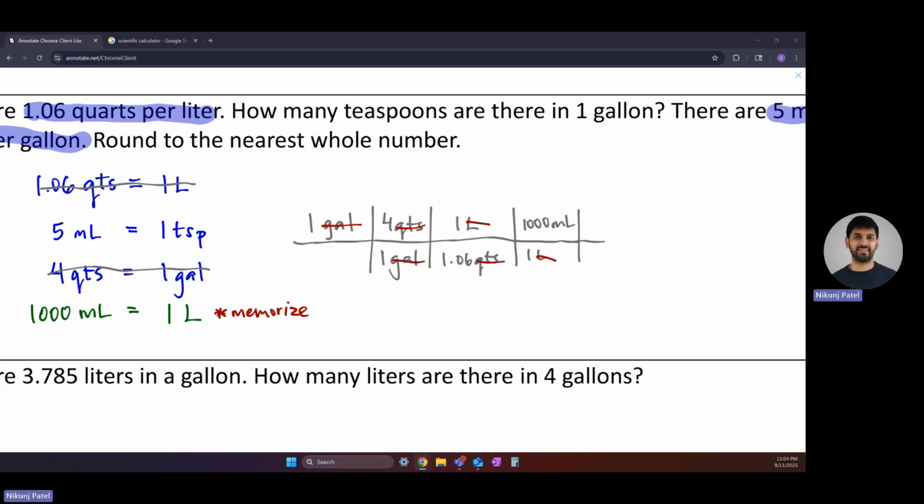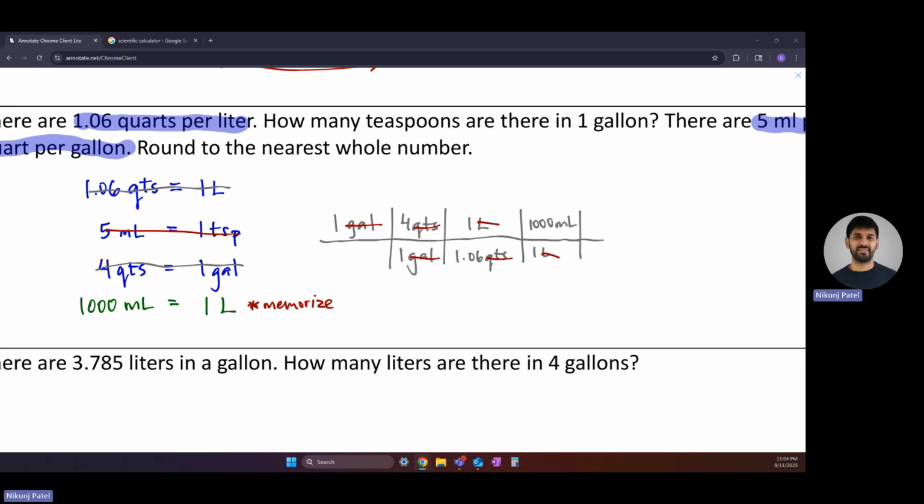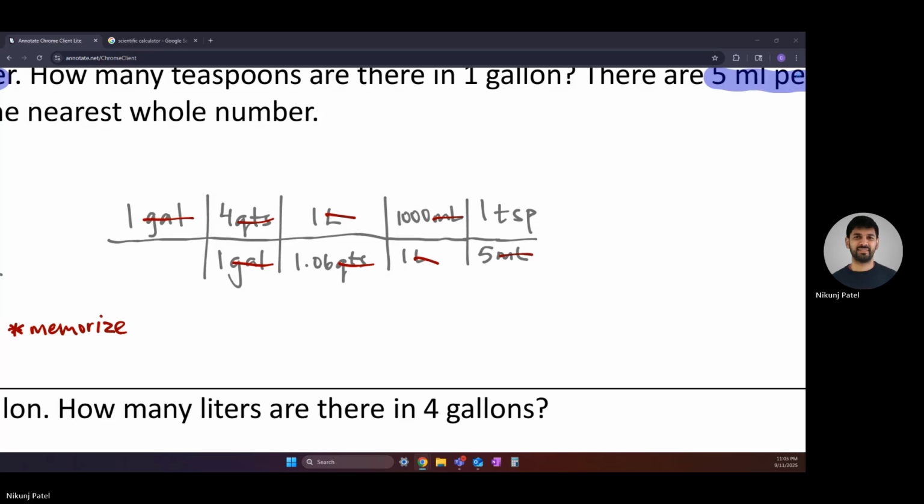And now we need to convert our milliliters. And we do see milliliters right there. So this kind of works out because we needed that one right there. So 5 milliliters, and we arrive at our teaspoons here at the end, and that's what we wanted. So we can cross off milliliters, milliliters. And now we just multiply straight across the top and the bottom.